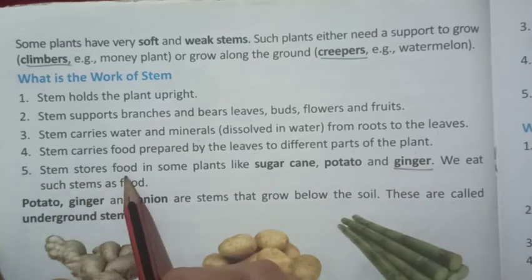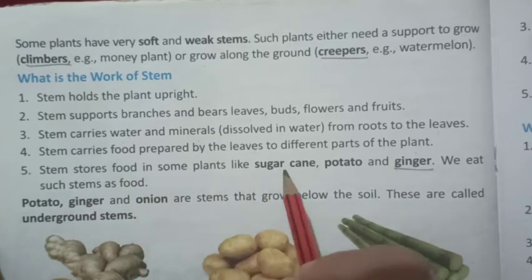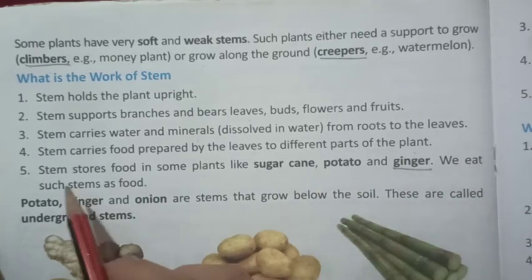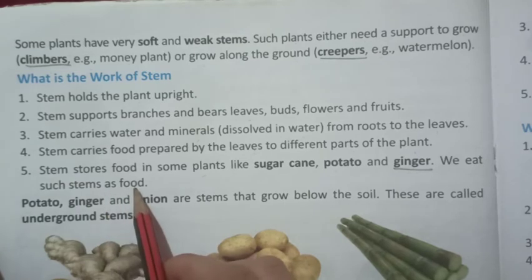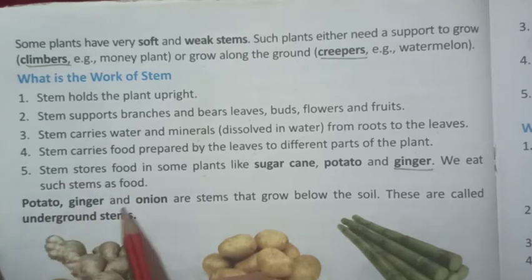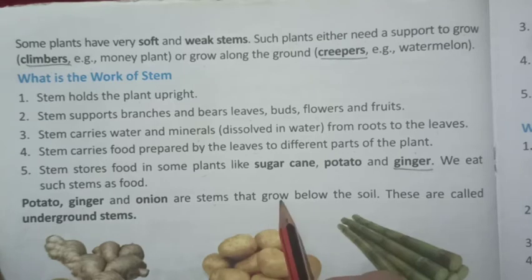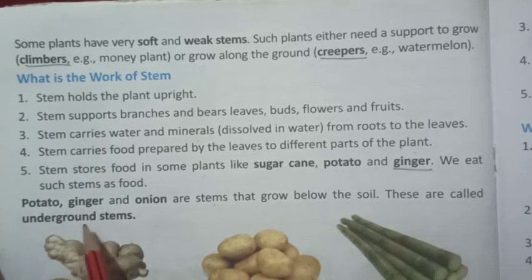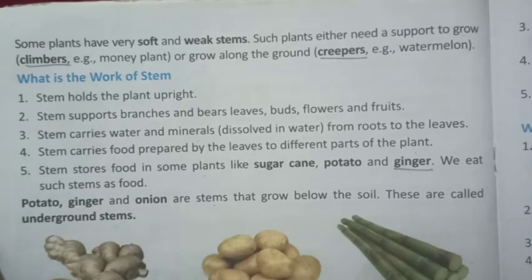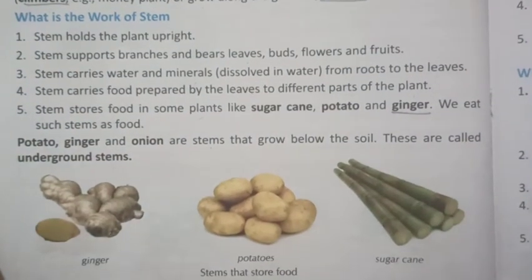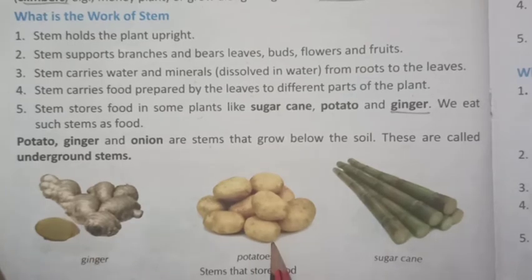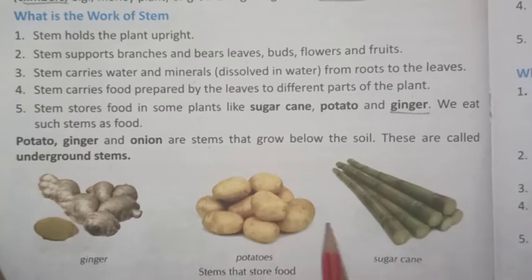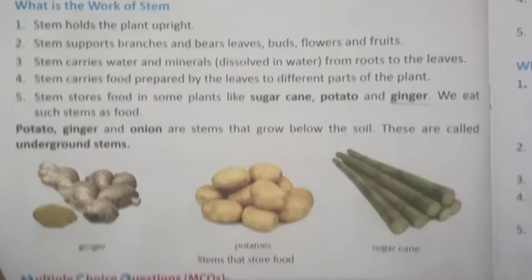Stem stores food in some plants like sugarcane, potato and ginger. We eat such stems as food. Potato, ginger and onion are stems that grow below the soil. These are called underground stems. Here you can see the picture of ginger, potato and sugar cane. These are the stems which we use as food.